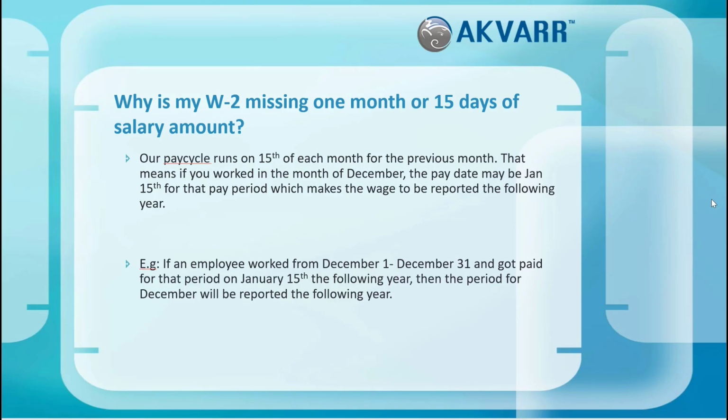Then one of the common questions that we receive is, why is my W-2 missing 1 month or 15 days of salary amount? So our pay cycle runs on the 15th of each month for the previous month. This means if you worked in the month of December, the pay date would be on January 15th for that pay period, which makes the wage to be reported the following year. For example, an employee worked from December 1st to December 31st and got paid on January 15th. Let's just say 2018. They worked in 2017, December 1st to 31st, and they got paid in 2018.